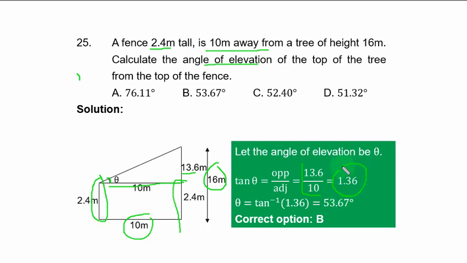To get the angle theta, you take the inverse or arc tan of 1.36, and that is 53.67 degrees. The angle of elevation theta is simply 53.67 degrees. B is the correct option.